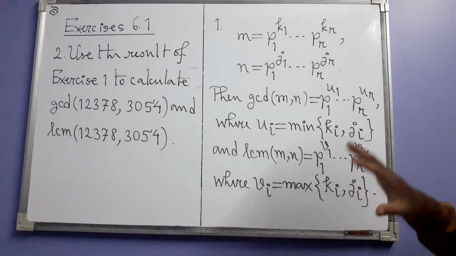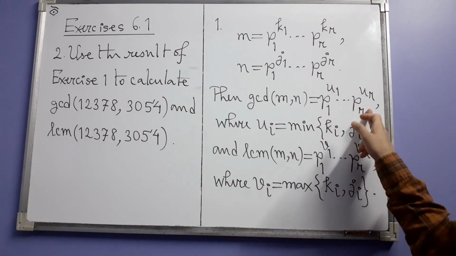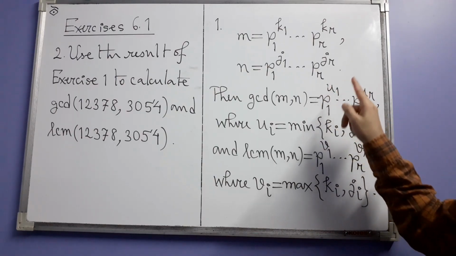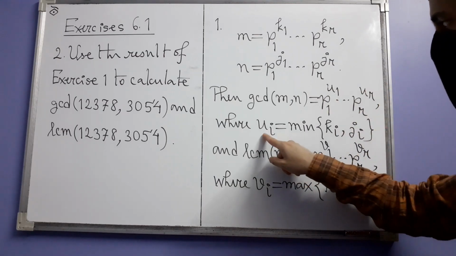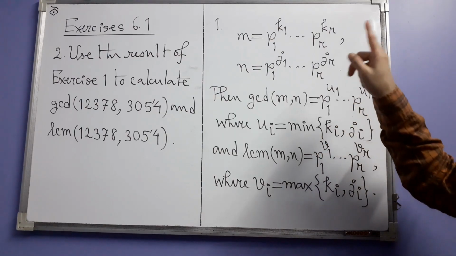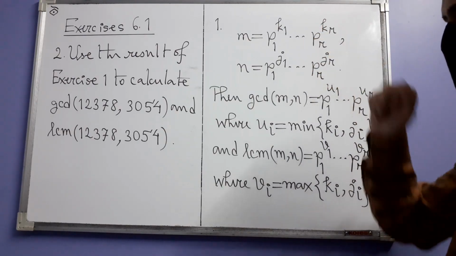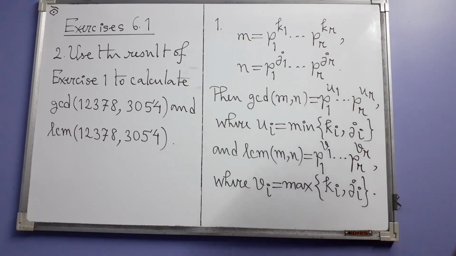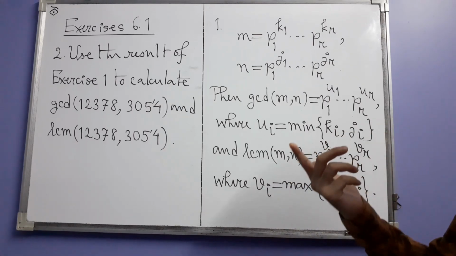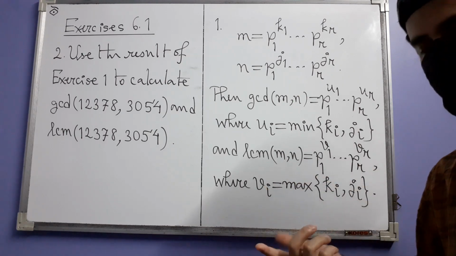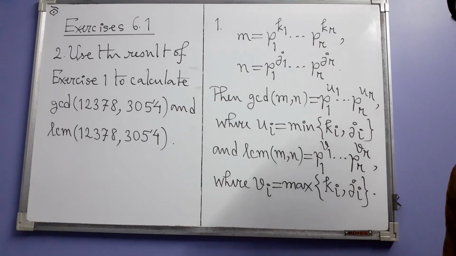Then what this claims is that the GCD of m and n will then look like this: p1 to the power u1 times p2 to the power u2 up to pr to the power ur, where each ui is the minimum of ki and ji, the minimum of the corresponding exponents that we have here in these factorizations. And the LCM of m and n is p1 to the power v1 times p2 to the power v2 up to pr to the power vr, where this time each vi is the maximum of ki and ji.